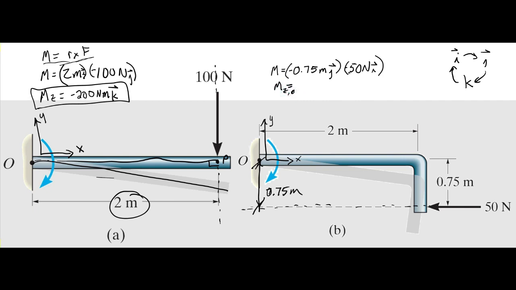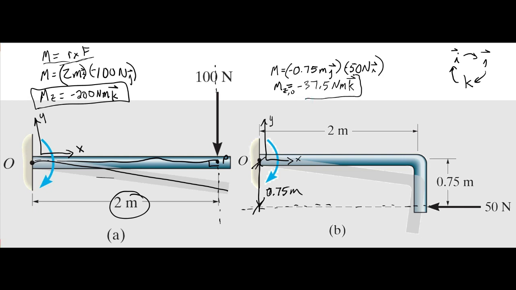And this is going to be the 50 times 0.75, which is 37.5 Newton meters in the K direction, right? And that's going to be negative also, because you're applying that moment. So J cross I is negative K.